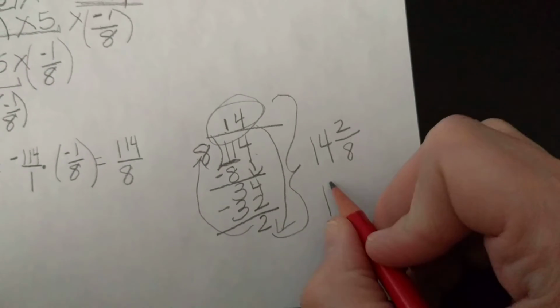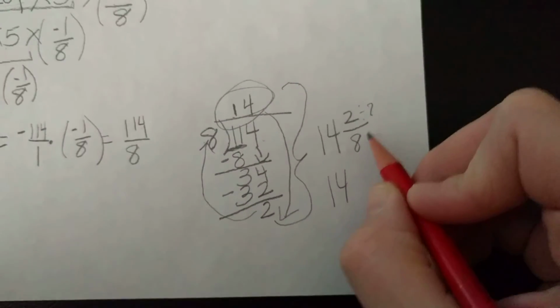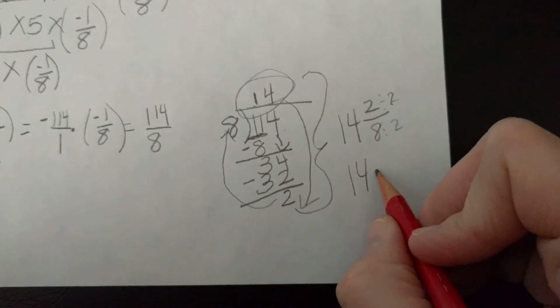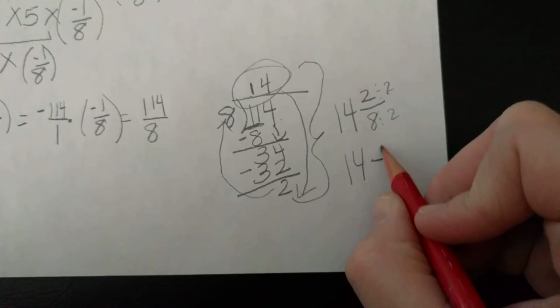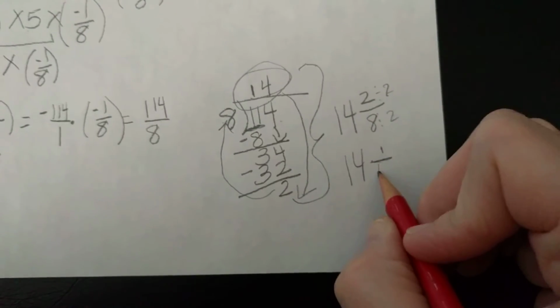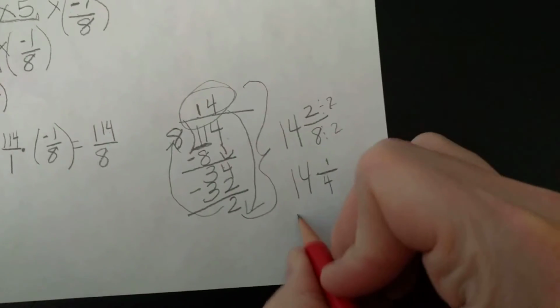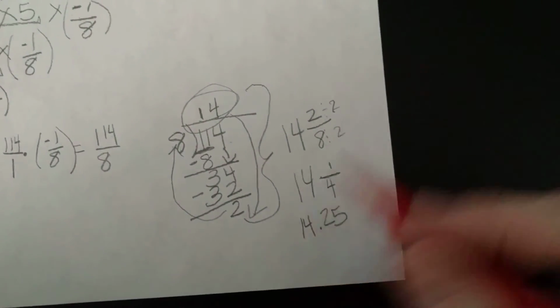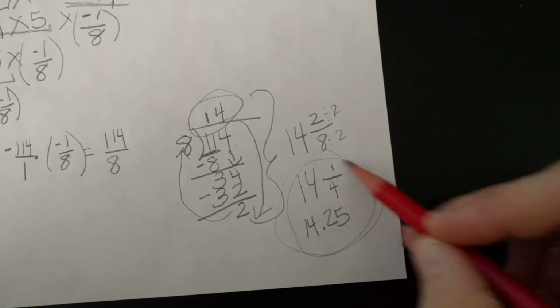And one final touch. We're going to divide by 2 here to reduce the fraction. 2 divided by 2 is 1. 8 divided by 2 is 4. And if you continued as a decimal, you would get 14.25. So here is your final answer. I'm going to flip you back up to the computer screen.